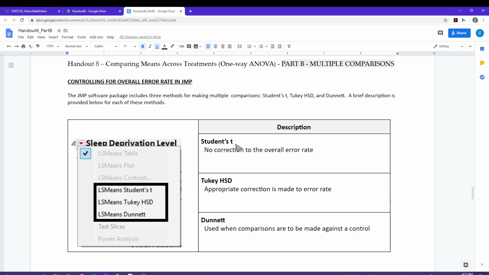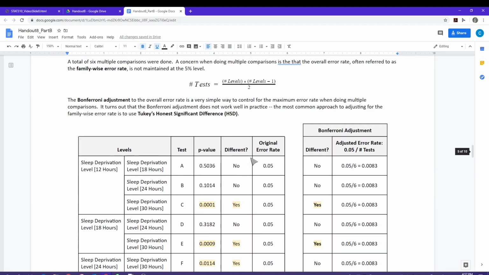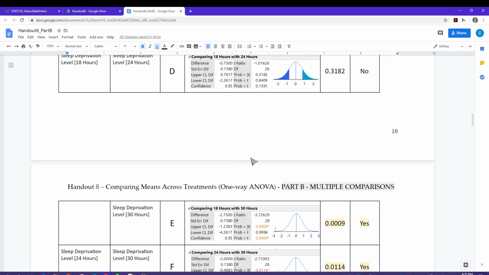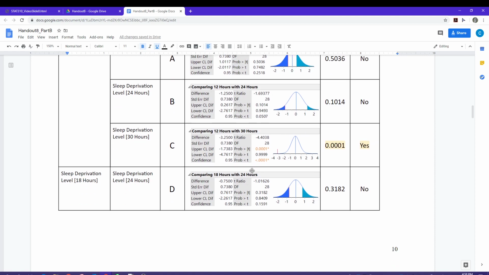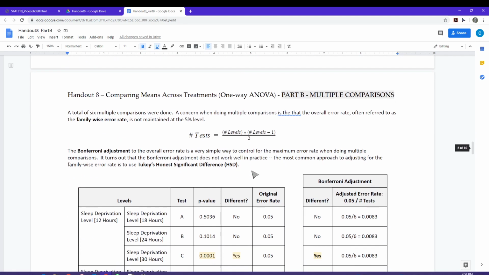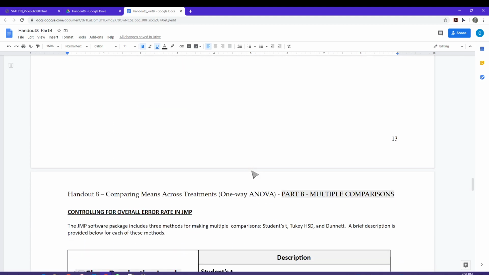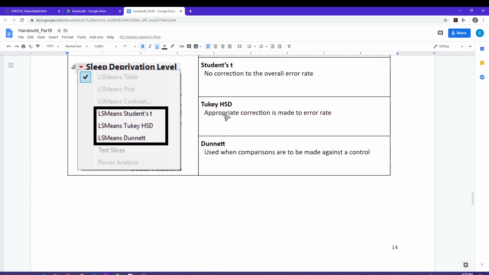Now, Student's t is not to be used, and that is because there is no correction to the overall error rate. So if we go back up here, those individual tests that I was showing you, these are all t-tests. This is the Student's t approach, and we don't want to use this approach because there's no correction to that overall or Familywise error rate. Honest Significant Difference is the one that we're going to want to use, as I've stated, because it makes that appropriate correction to the error rate.